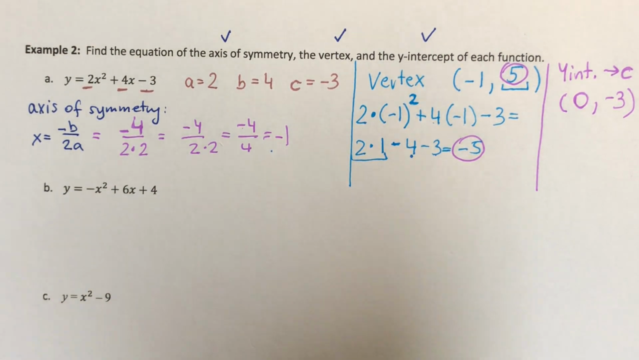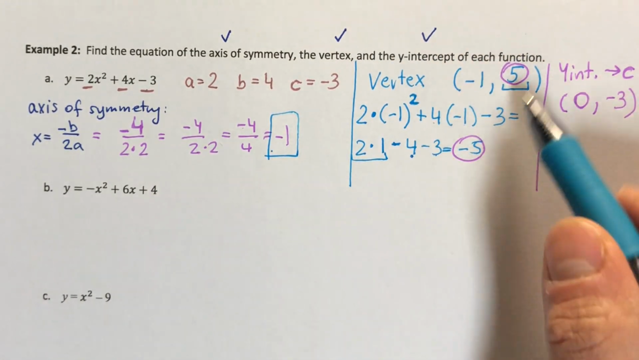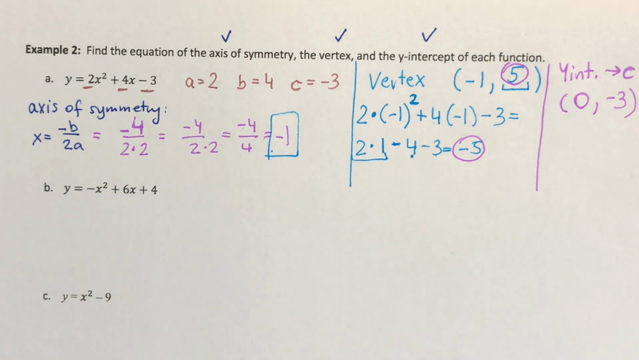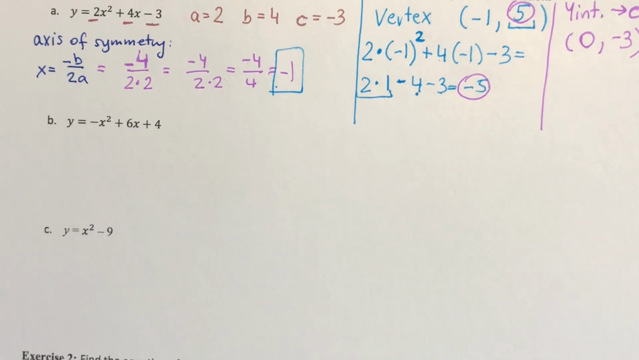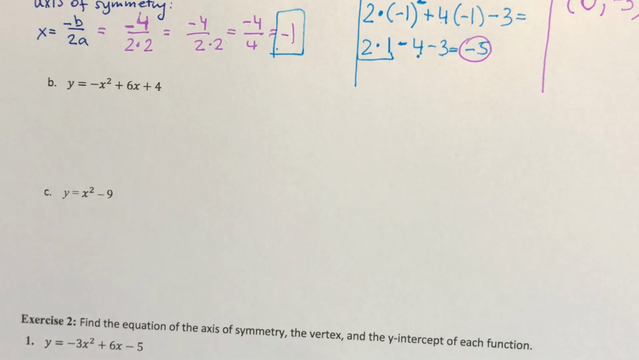The axis of symmetry is right in here. Vertex, we found the vertex, and the y-intercept is here. Let's take a look at another example. We will do the same thing for another example, B, and then also C, and then you will have 3 exercises to do by yourself.